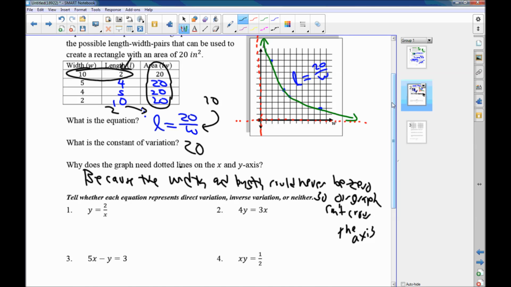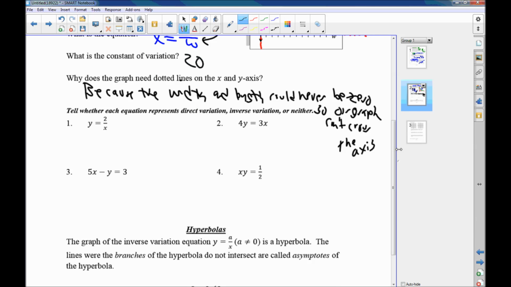So in your homework tonight, you're going to have questions like this. Tell whether each question represents direct variation, inverse variation, or neither. So in other words, it's saying, does it fit this model, y equals ax? Does it fit this model, y equals a divided by x? Or does it fit neither one? If you look at number 1, this definitely fits the model y equals a over x. So this is inverse variation.